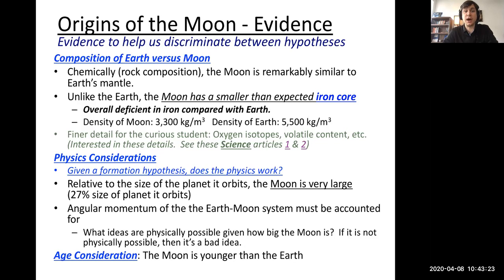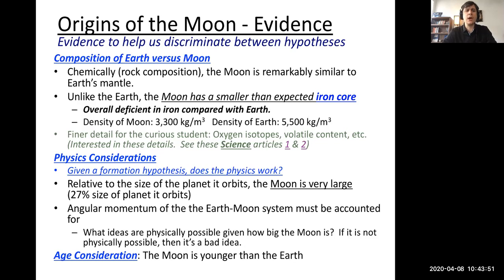So let's now look at the composition. Let's talk about the composition of the Earth versus the moon. So what we saw with the mantle of the moon is that the rock composition, what the rocks are made out of, is remarkably similar to Earth's mantle. So the overall rock composition of the Earth and the moon are strikingly similar. Something must have happened so they have the same kind of rocks making it up with a remarkably similar chemical composition.